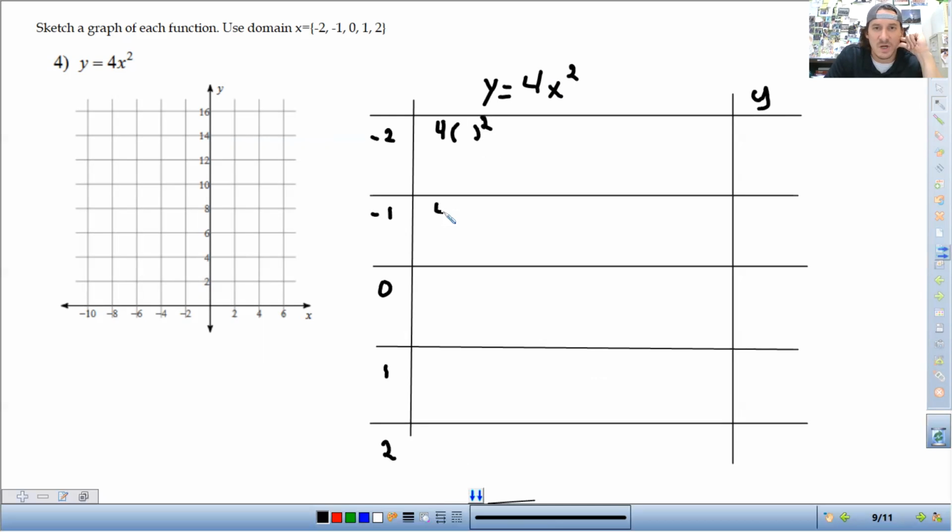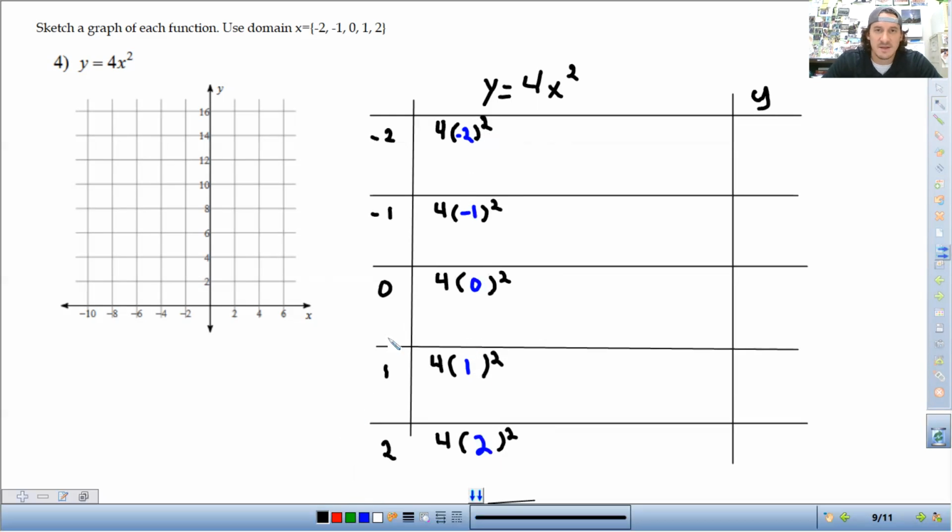So 4 times x squared, written five times with empty parentheses. So make sure you are doing proper order of operations on these. So after I input these x values, -2, -1, 0, 1, 2, you need to do the exponent first.